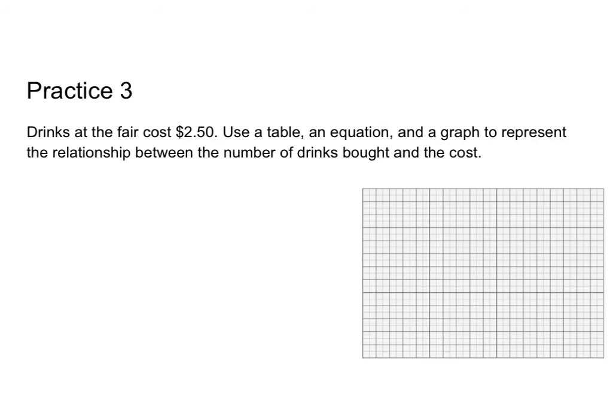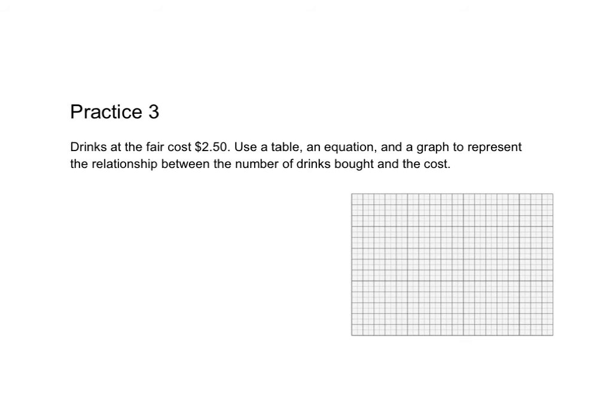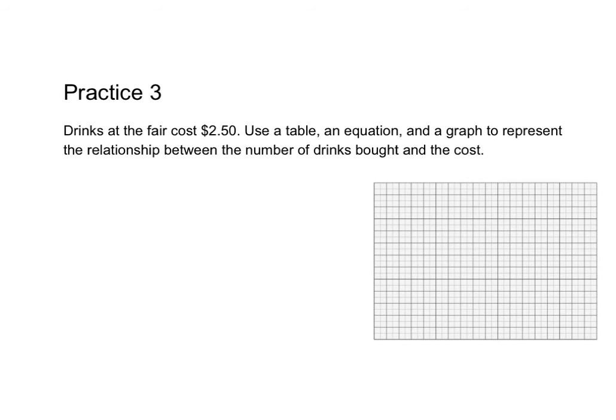This problem, number 4. All right, so drinks at the fair cost $2.50. Use a table, an equation, and a graph to represent the relationship between the number of drinks bought and the cost. So we have to make our own table. Oh, geez. Here we go with straight lines again. There we go. That's better. So drinks at the fair cost $2.50. So let's do cost on one side. And let's do number of drinks.